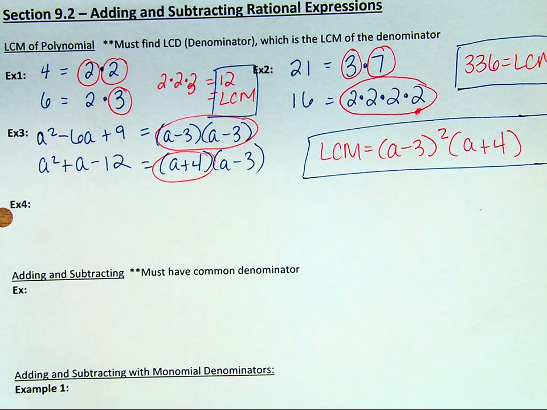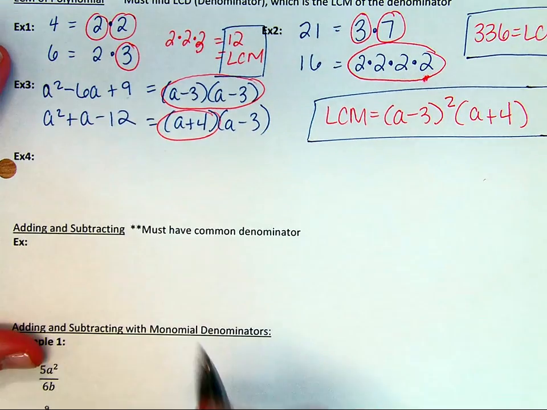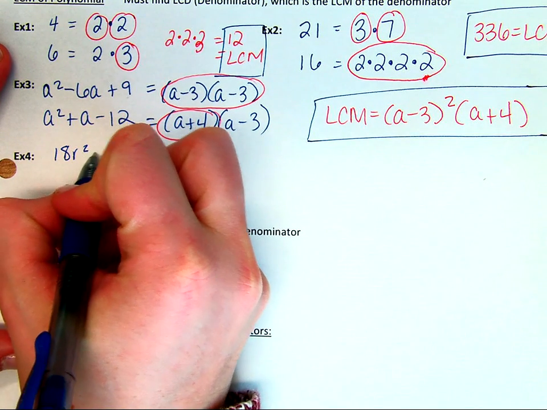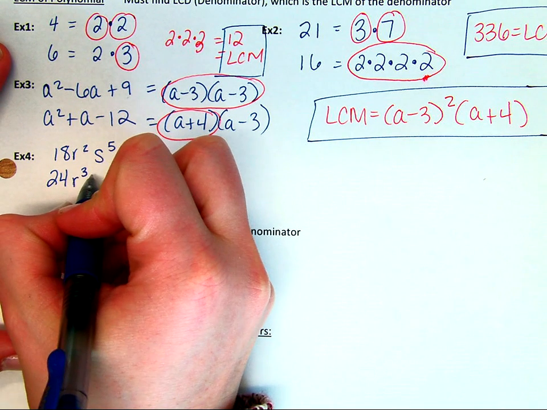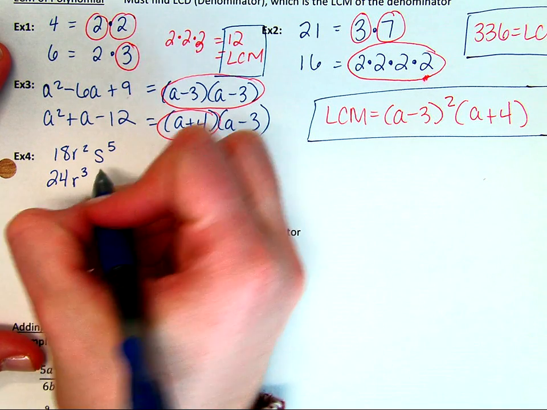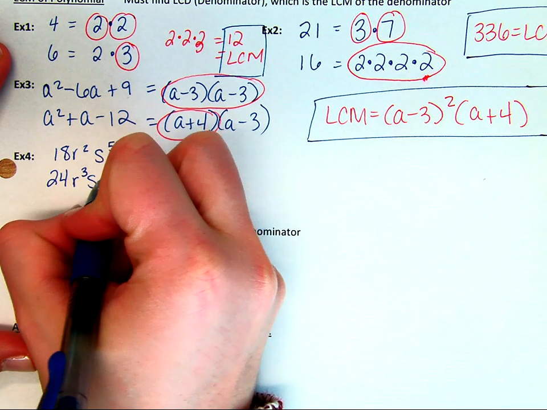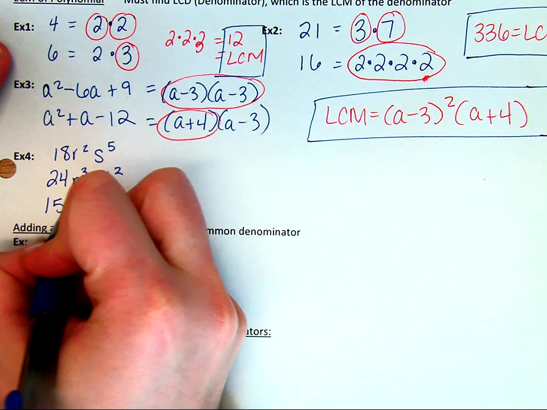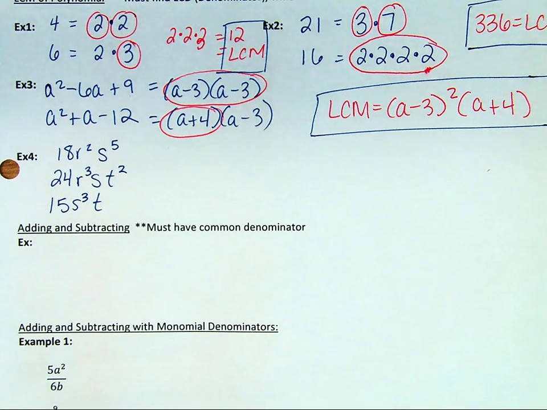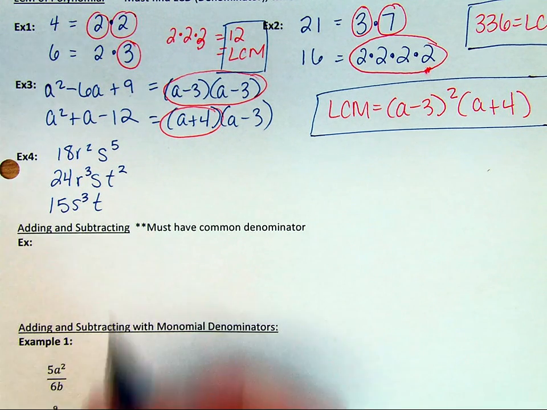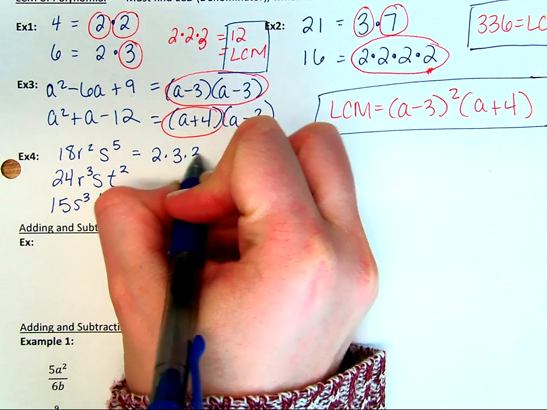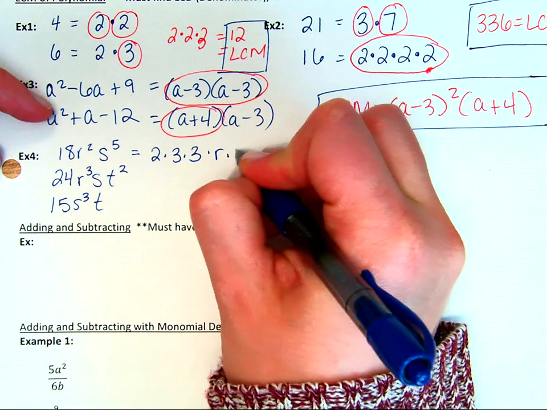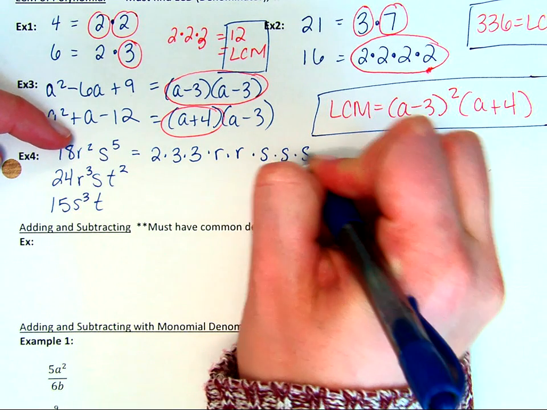Next, I'm going to have 3 different monomials here. Let's say I had 18r squared s to the 5th, 24r cubed s times t squared, and 15s cubed t. I want to find the least common multiple between those three. I'm going to expand them since they're monomials. 18, if I were to make a factor tree, I would get 2 times 3 times 3. R squared is r times r, and s to the 5th is s times s times s times s times s.